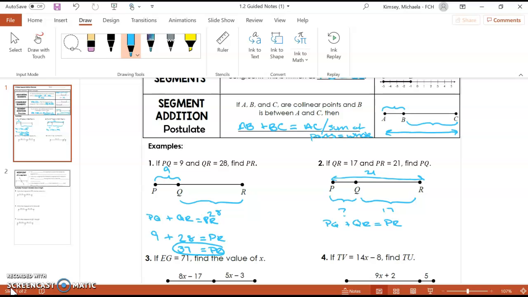So then PQ, we don't know, so we're going to leave that as PQ. And then QR, we know, is 17.